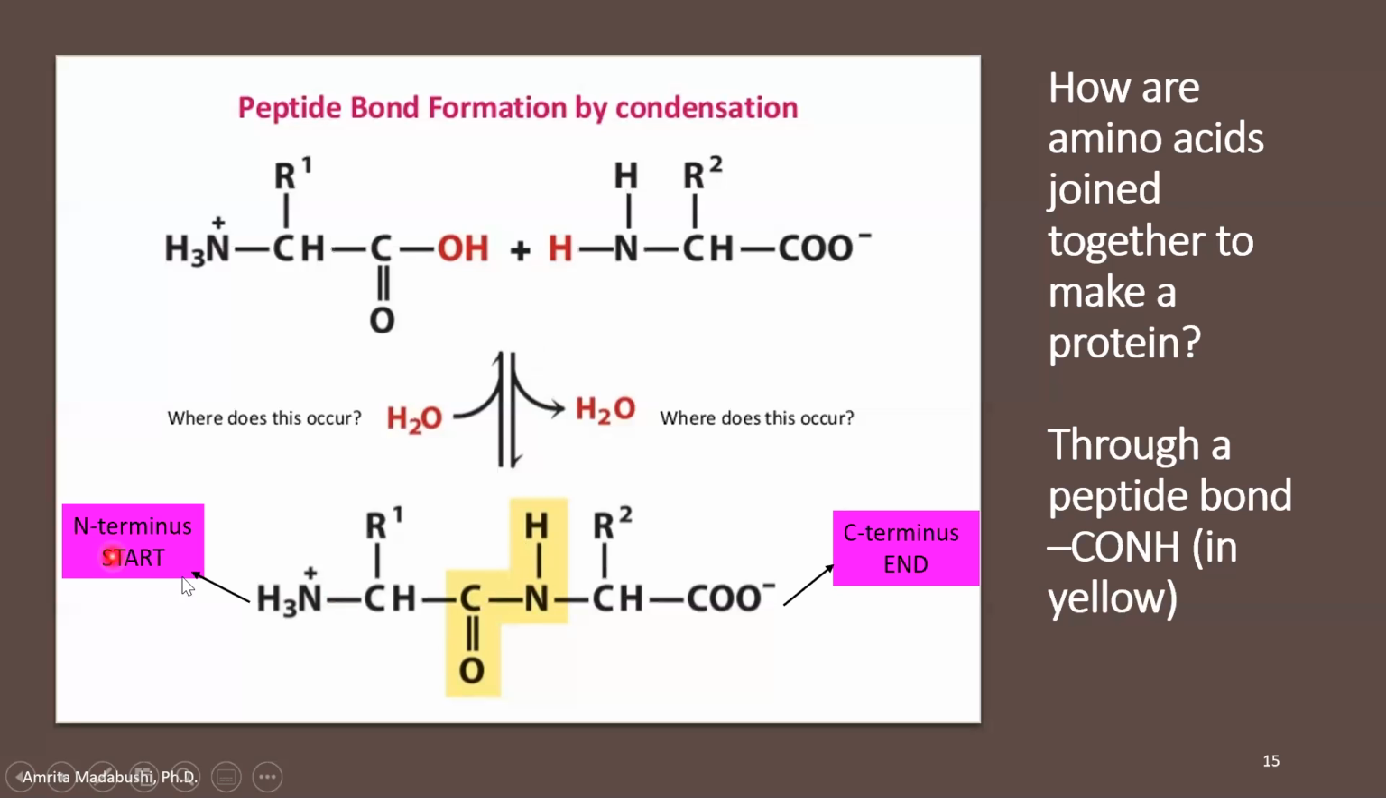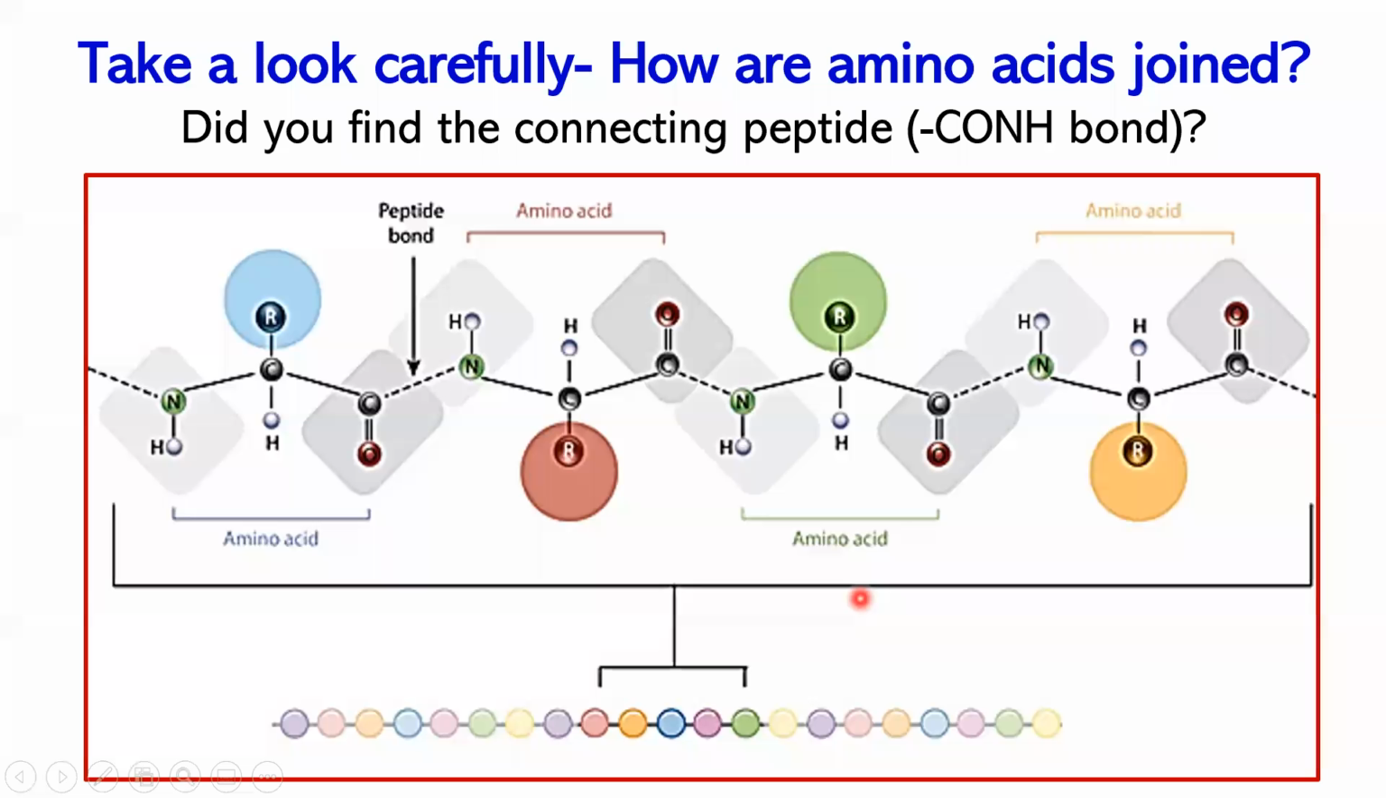One more thing that I might have missed out here is the end facing N is called the N terminus, and the end facing C is called the C terminus. N is the starting point and C is the ending point. Okay. So now we're going to take a look at how they're joined. So let's try to recognize element by element.